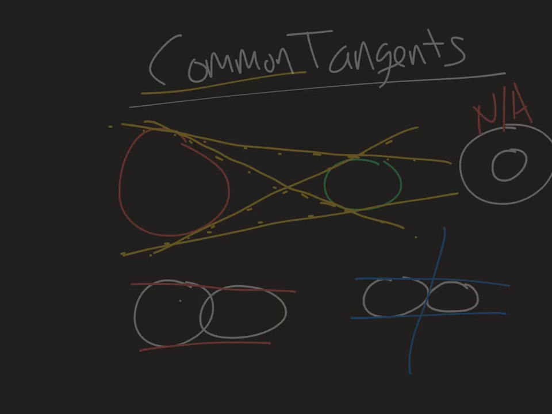So in the case of this first example, all the golden lines are tangent lines. In the case with the red, here are your tangent lines. In this case here with the blue, there are your tangent lines. And the last case with the concentric circles, there would be none.